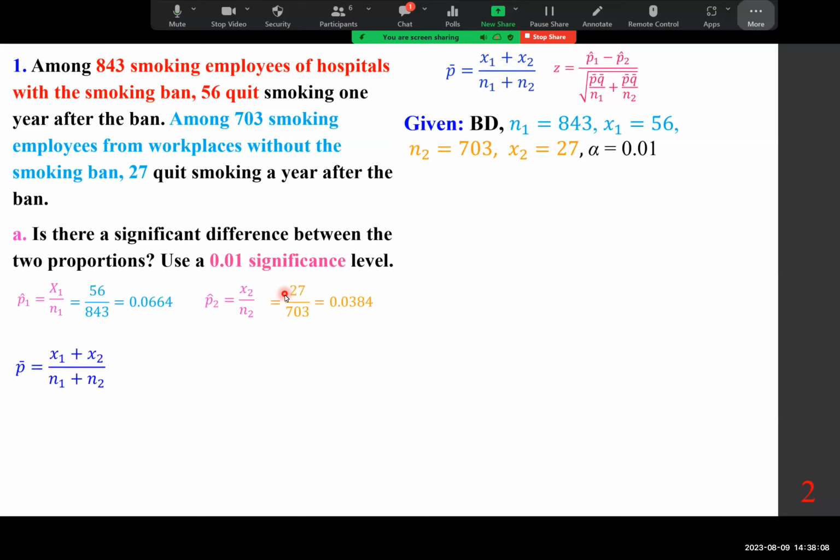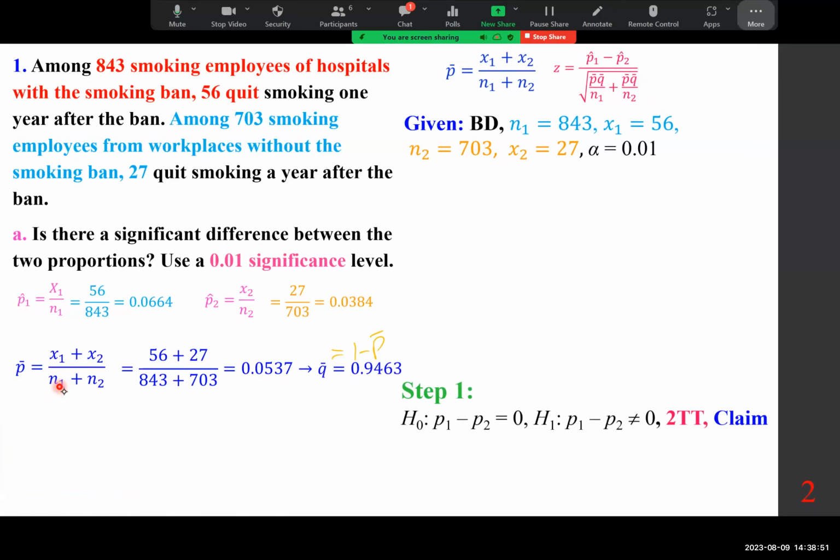Then we want to calculate the P bar. Again, we have the formula, X sub 1 plus X sub 2. That means 56 plus 27 over N sub 1 plus N sub 2. That means 843 plus 703. And that's P bar. So those are some calculations we need to do. As you remember, we also have a Q bar. Q is in general 1 minus P. So Q bar is 1 minus P bar.